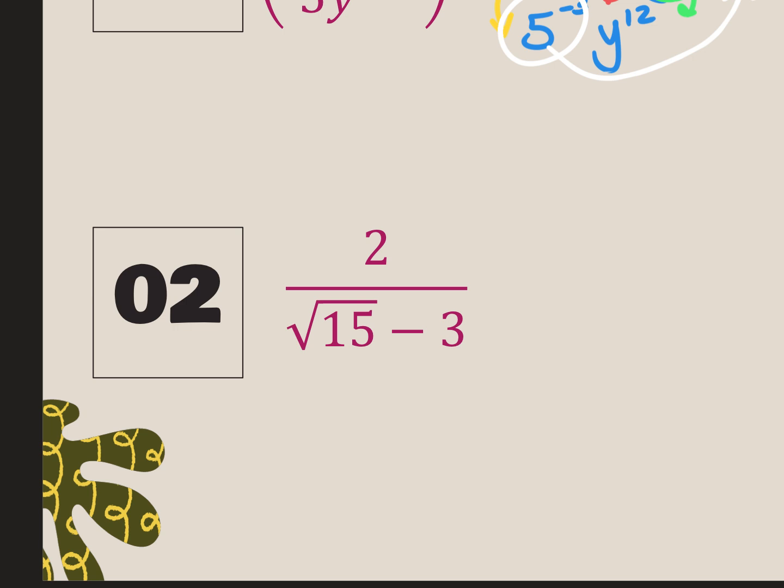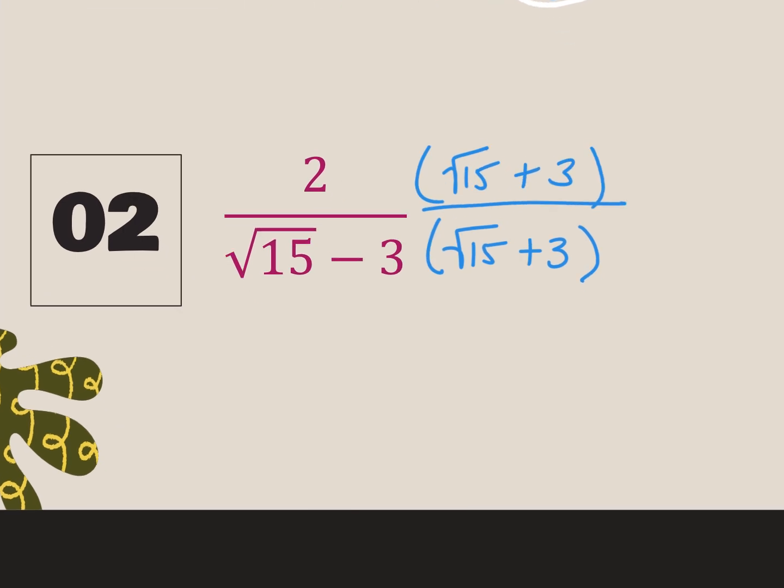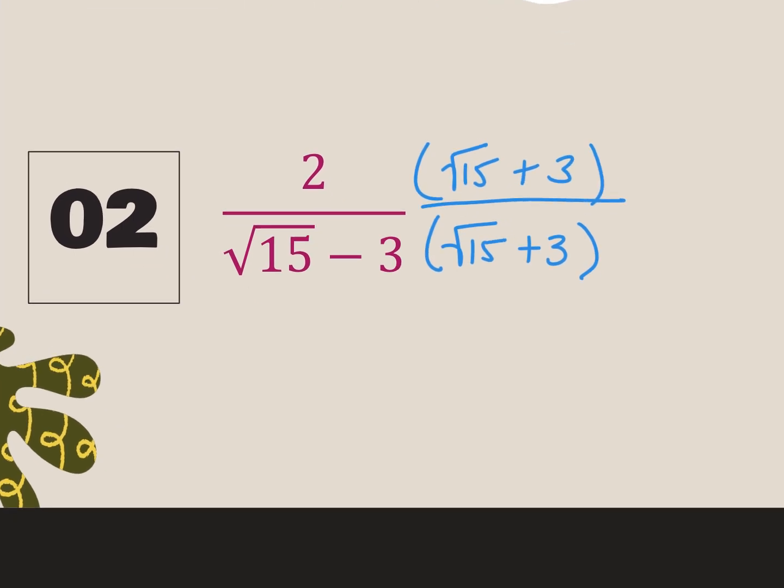What's the issue here in number 2? There's a radical where? In the denominator. I need that radical to cancel out. How am I going to make that happen? By the conjugate. Perfect. Square root of 15 plus 3. Square root of 15 plus 3. Let's deal with the denominator first, just to make sure that things cancel like they should.